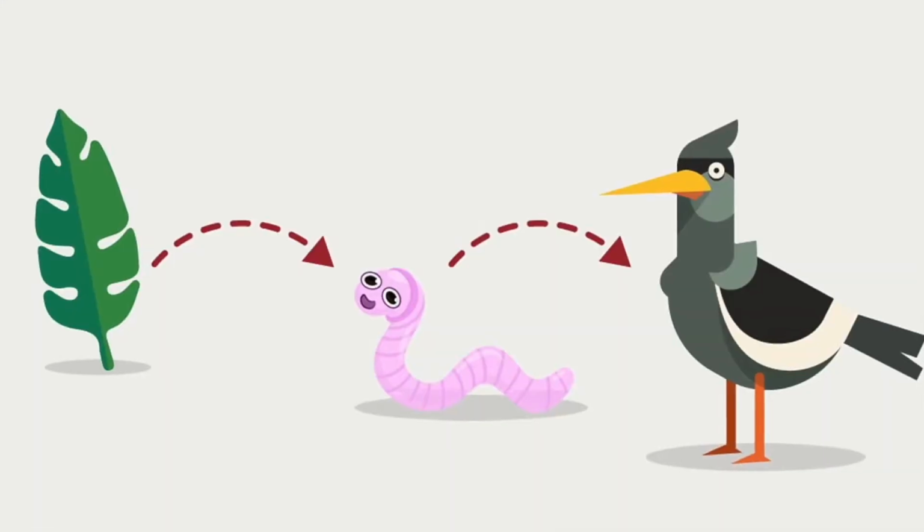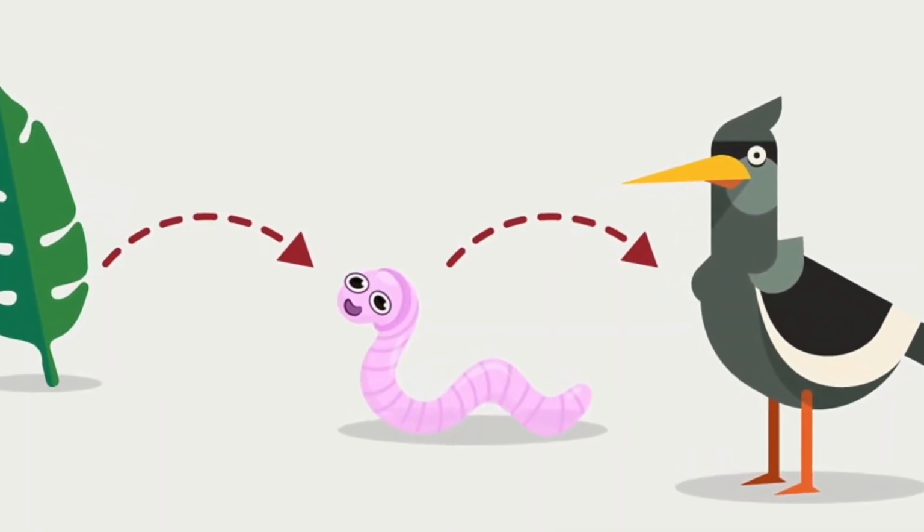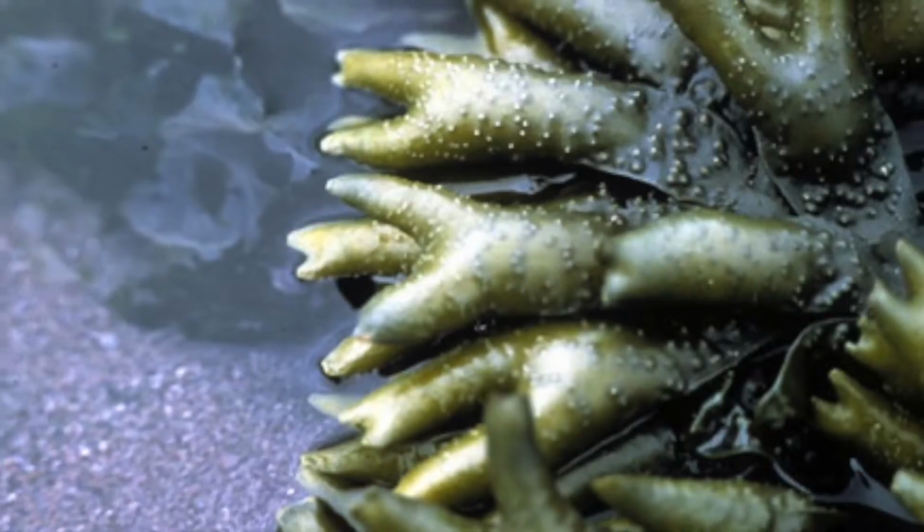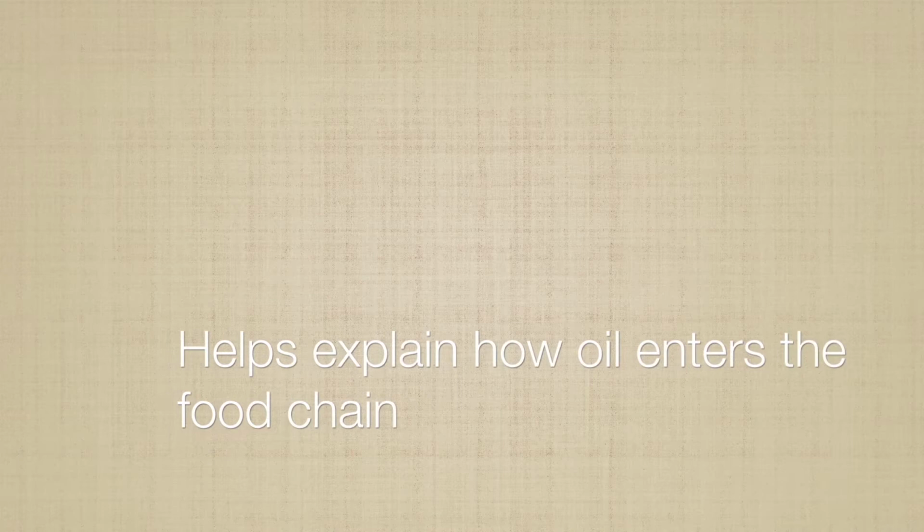The dominoes represent the food chain underwater. There are 3 dominoes with bird, fish, and algae stickers on them. They are arranged from producer to primary consumer, secondary consumer, and so on. It helps to explain the process of how oil enters the food chain from beginning to end.